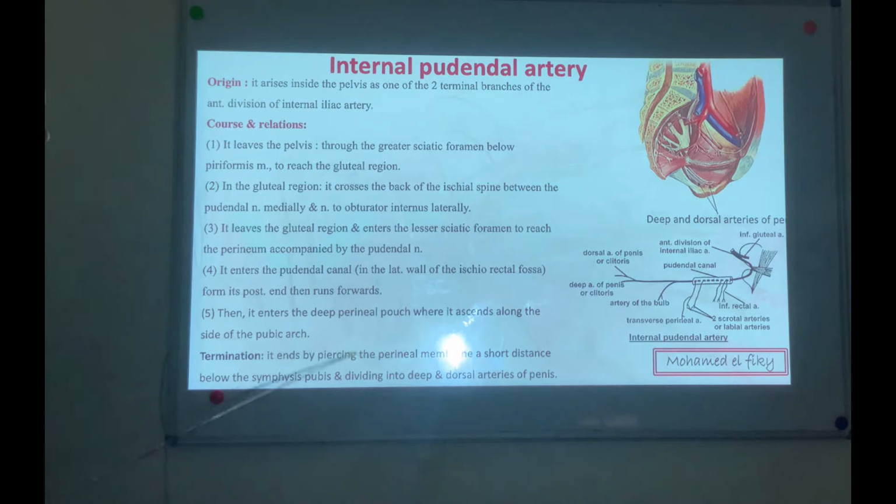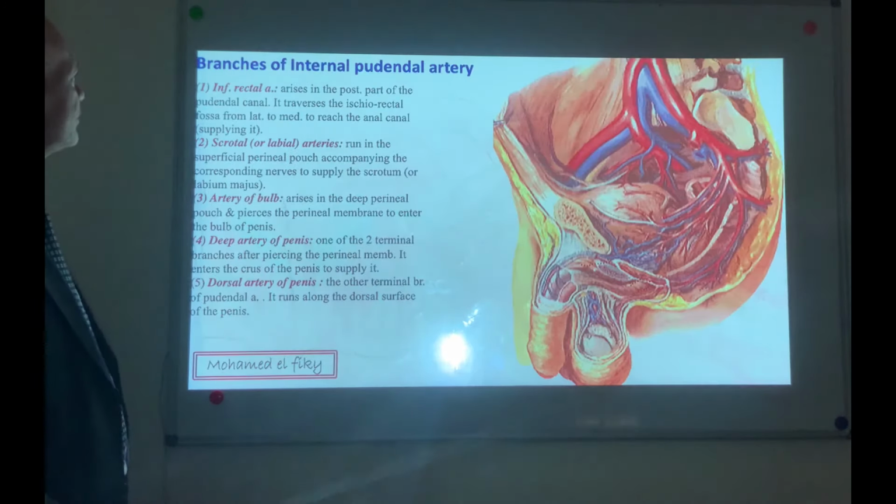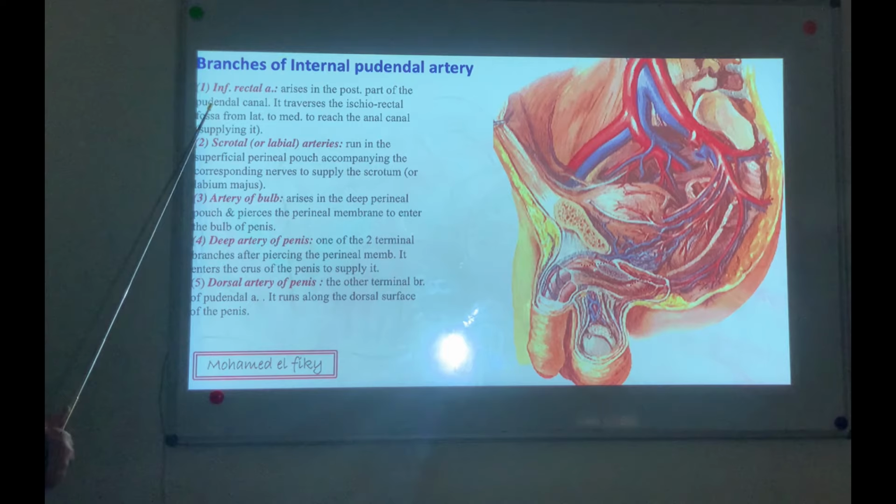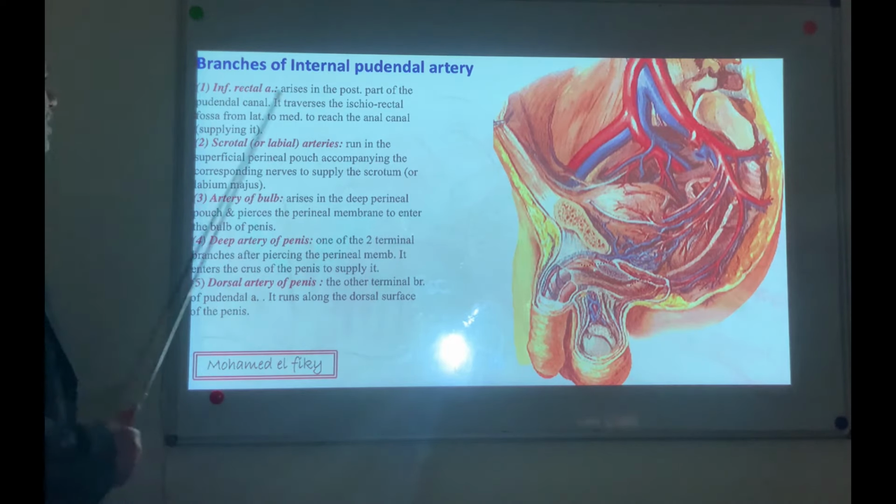Entering the pudendal canal, it enters the deep perineal pouch, where it ascends along the side of the pelvic arch, terminating by piercing the perineal membrane, a short distance between the symphysis pubis, and divides into the deep and dorsal arteries of the penis. Branches: the inferior rectal runs in the ischio-rectal fossa; scrotal or labial in male and female; the artery of the bulb of the penis or bulb of the vestibule; and the deep artery of the penis and the dorsal artery of the penis. These are the branches of the internal pudendal artery.